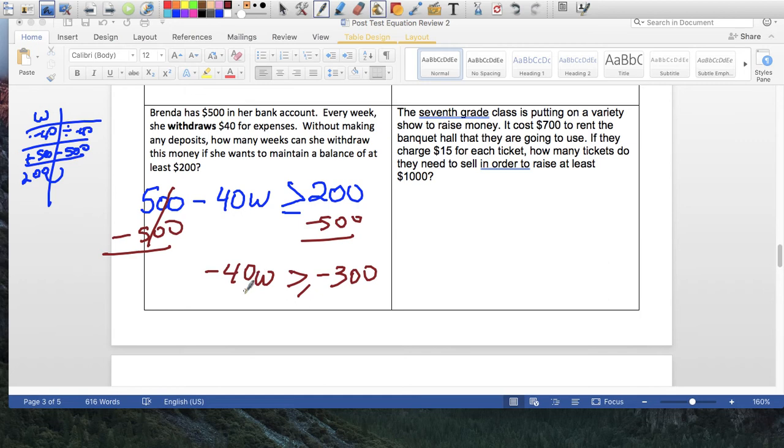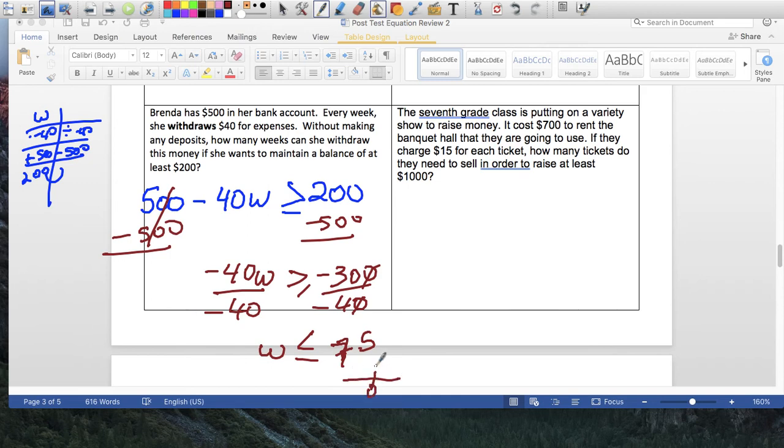And then I'm going to divide both sides by negative 40, I'm sorry. So w, switch the sign the other way, negative 300 minus 40. It's going to be 7.5, I believe. Yeah, 7.5. So the number of weeks that she can go spending $40, the greatest number of whole weeks is going to be 7.